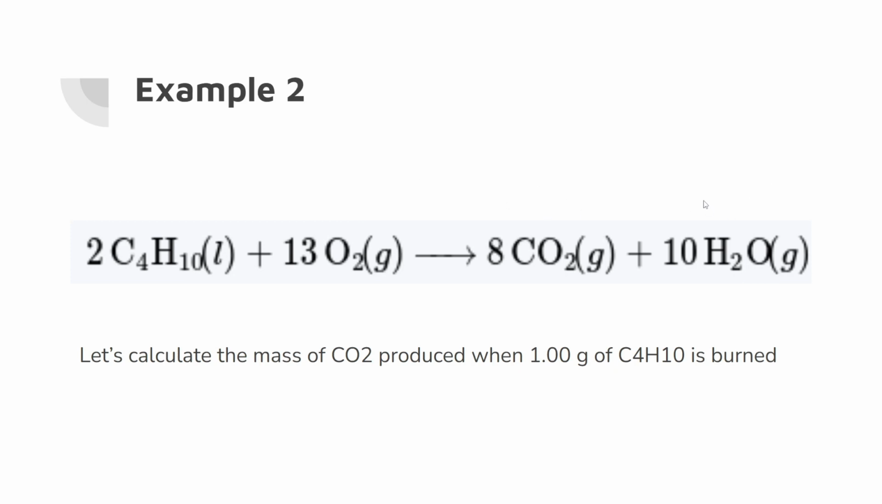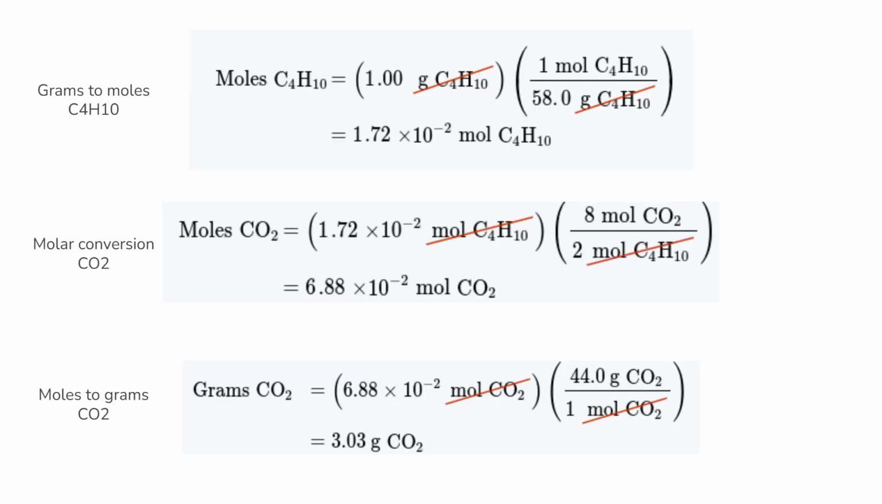So let's calculate the mass of carbon dioxide produced when 1 gram of butane is burned. And we can do that with a combination of molar conversions from example 1 and just simple dimensional analysis converting moles to grams with molar mass. So here we have the 3 steps needed to find out how many grams of carbon dioxide are produced from 1 gram combustion of butane.